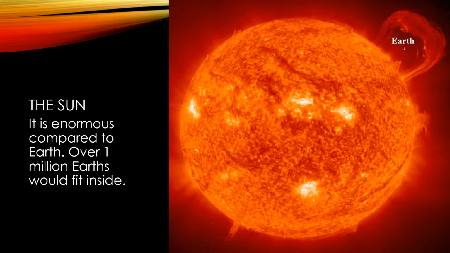So the sun is enormous compared to the Earth. Over 1 million Earths would fit inside. I love this picture because here's our little teeny tiny Earth right there, and it's fitting through what is called a prominence, coming off of the sun's surface. So you can see the size difference there.